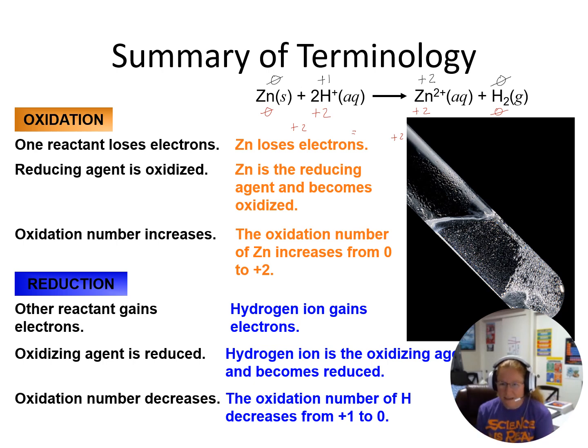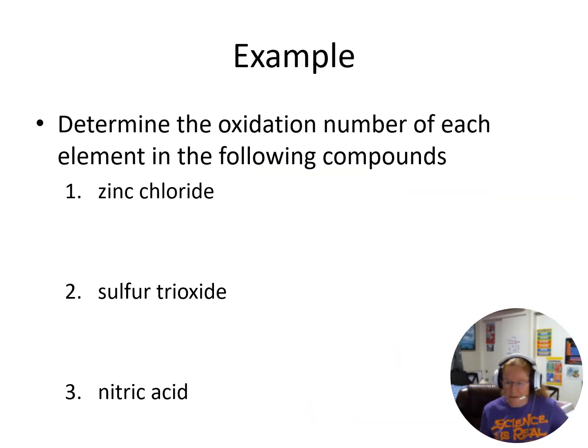So zinc, in this case, lost electrons. It went from 0 to +2, so it got more positive, and hydrogen gained electrons. It went from a +1 to a 0. Okay, so we're going to try some here.